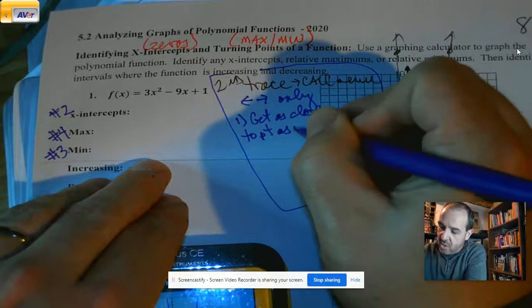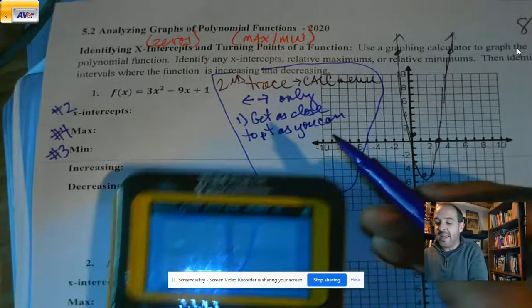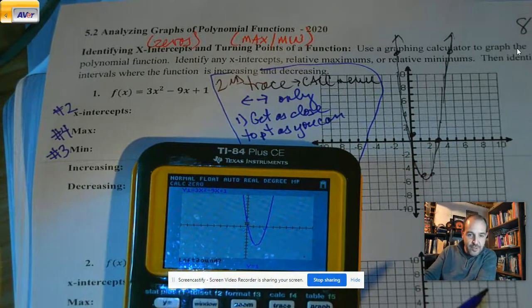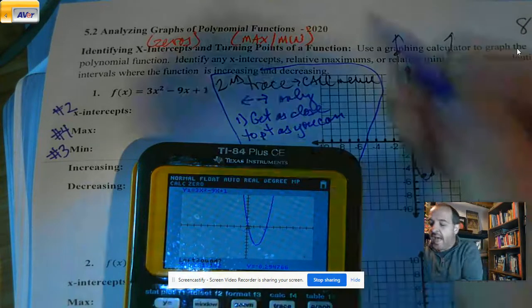Otherwise, it's going to screw things up. We're going to get as close to the point as you can. You're like, okay, what do you mean the point? In our case, as close to that x-intercept or that x-axis as we can. That looks about as close as I can get. That's true whether it's a max, a min, an intercept. Doesn't matter. Get as close to that point you're looking for as you can.